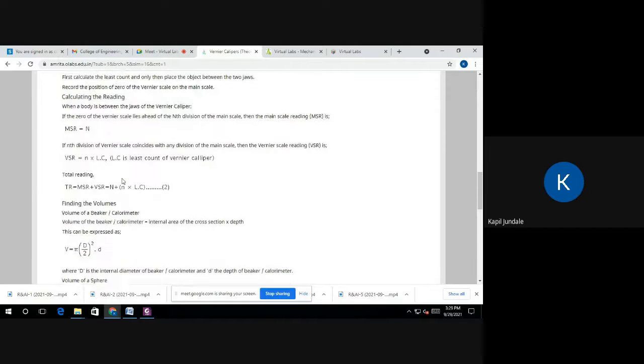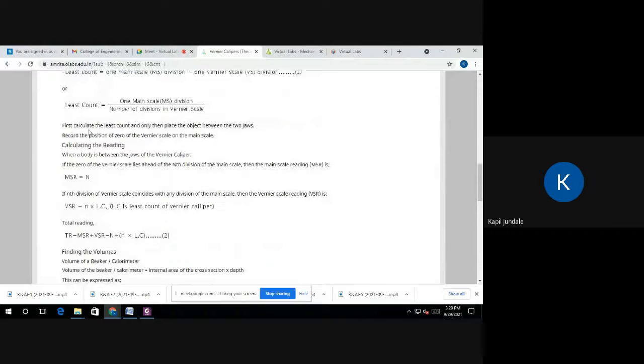Now, first calculate the least count, and only then place the object between the two jaws and record the position of zero of the vernier scale on the main scale.